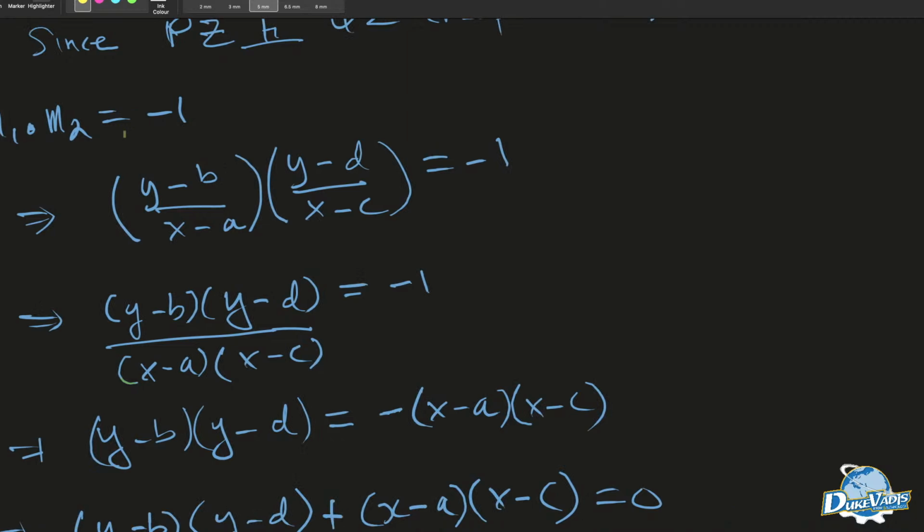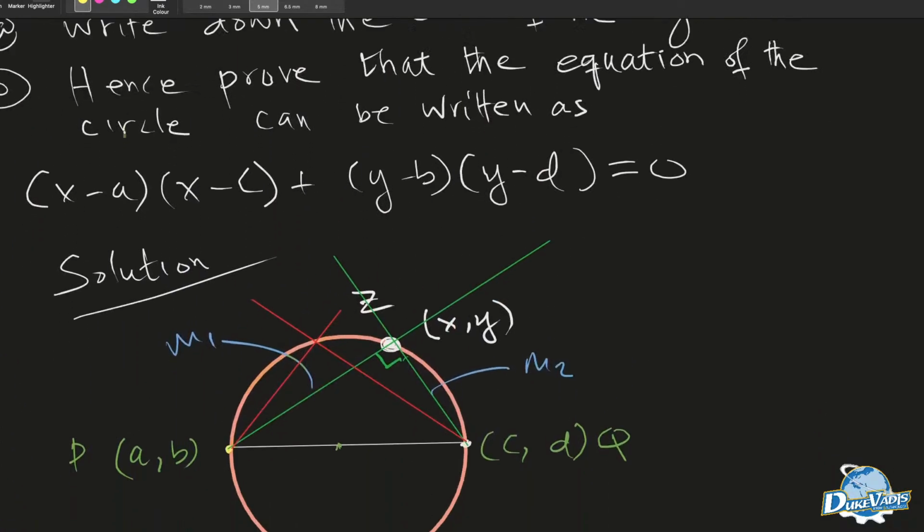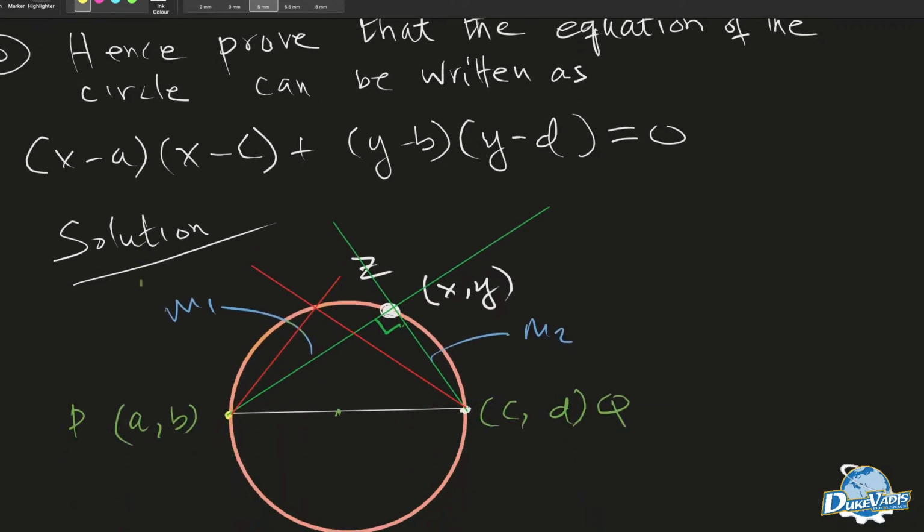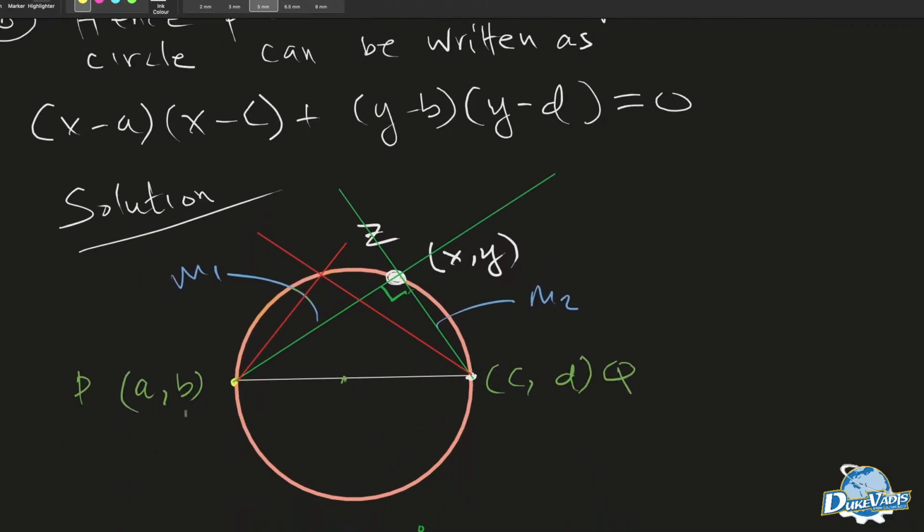If you want me to take you through once more, let's go back to it again. The question says a diameter of a circle has a point P, which is (a, b), and Q, (c, d), and let Z, (x, y), be any other point on the circle. Write down the size of the angle PZQ, hence prove that the equation of the circle can be written as that. This is our diagram. We have point P (a, b), Q (c, d), and when we intersect this line in green, we got Z, that will be (x, y).